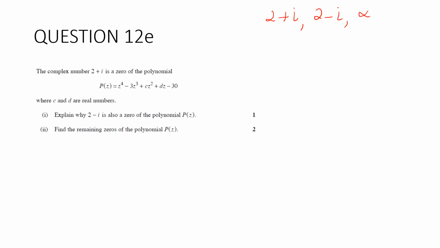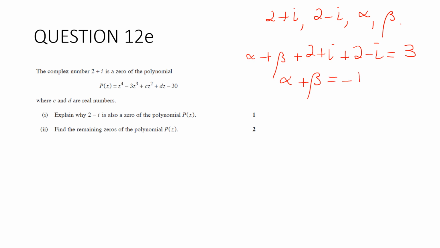alpha and beta. Right, so the sum of the roots would be alpha plus beta plus 2 plus i plus 2 minus i, which will equal negative b on a, so 3. So alpha plus beta plus 4 is equal to 3, so it's equal to negative 1. There's our first equation. Product of the roots. 2 plus i multiplied by 2 minus i multiplied by alpha beta would be equal to e on a, so negative 30.